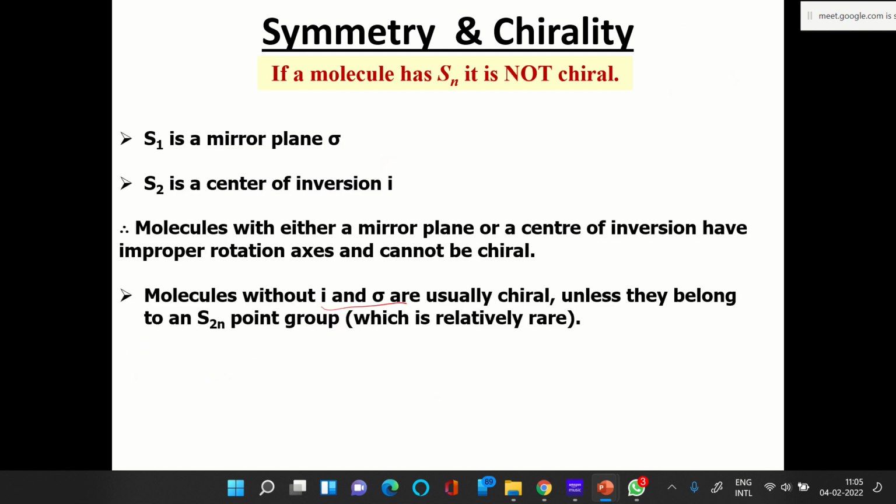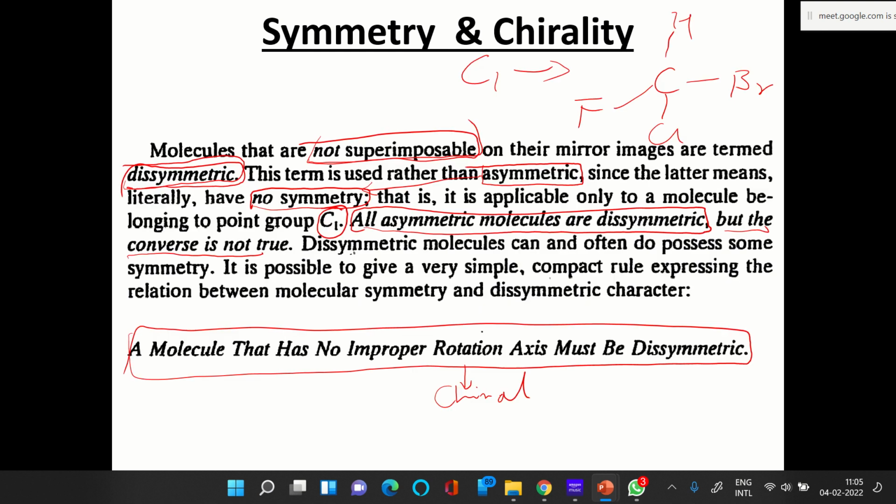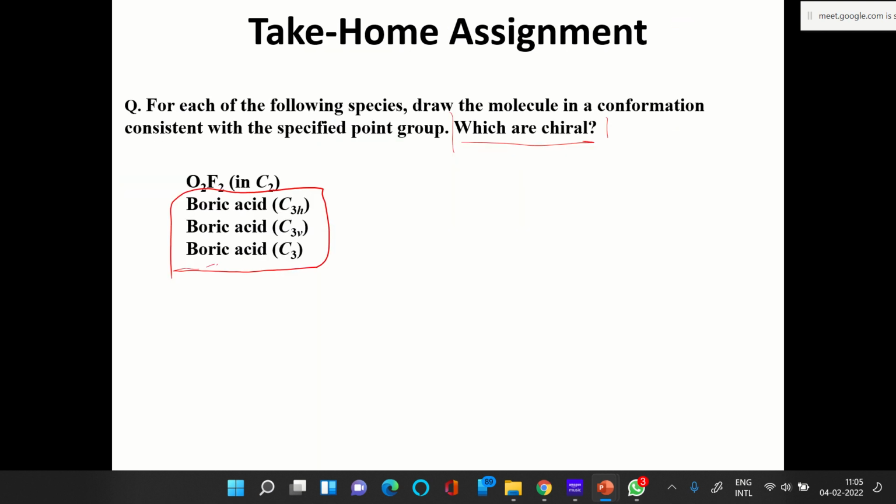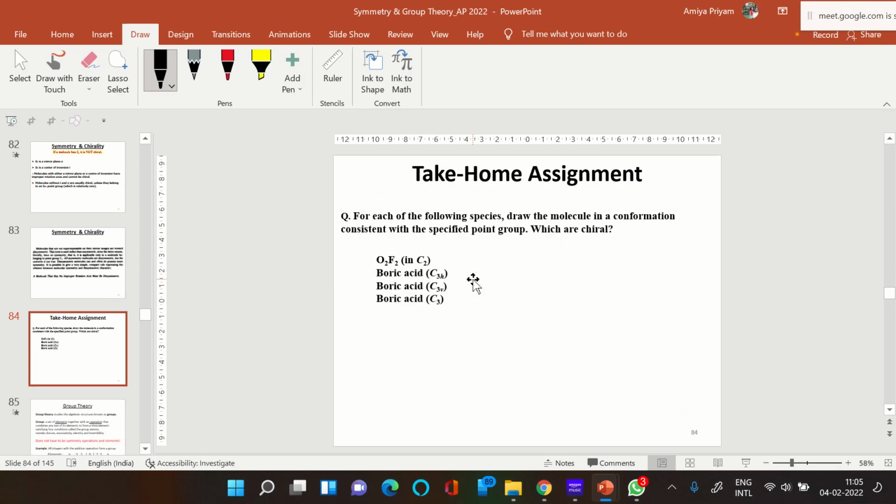So molecules in the S2 point group, without an i or sigma, are chiral. Okay, so that's all for today. Then we will go to the mathematical part about this. Yes, groups.